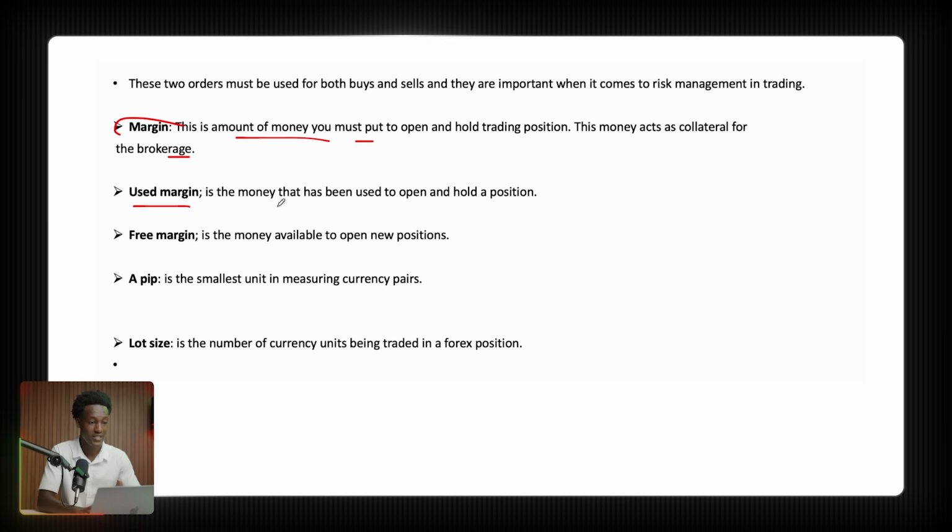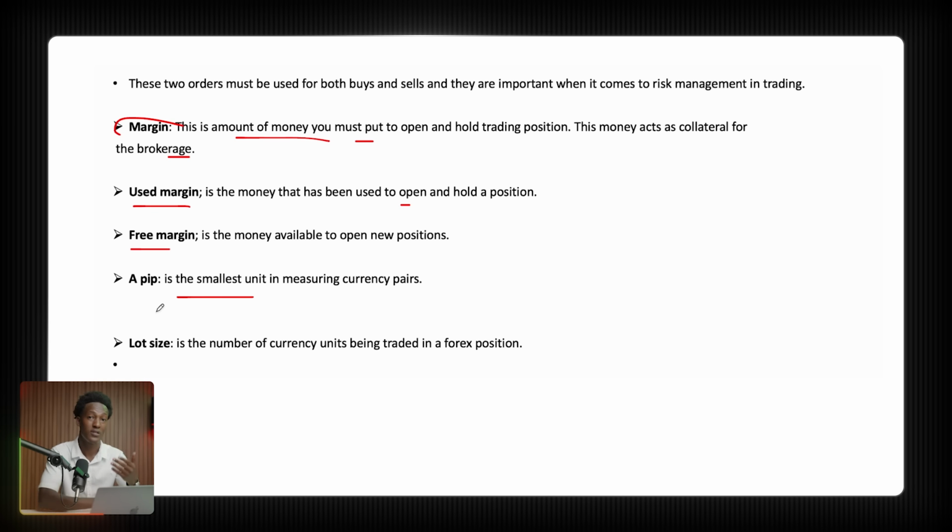So we have used margin, and this is the amount of money that you use to open and hold a position. Then the free margin is the amount of money available to open up newer positions. So this is really so important, and as a trader, you must consider this before opening up any extra positions. On your MT5 app, those will always be displayed, from the equity to your margin to your free margin, so it's easier for you to keep track of that.